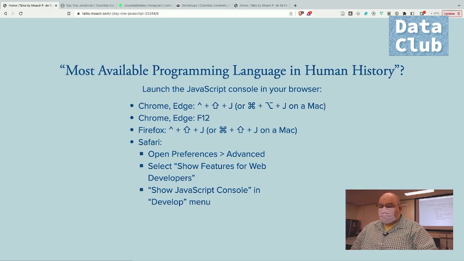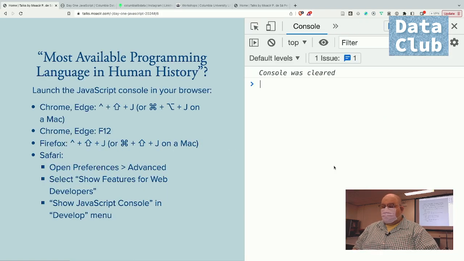Okay, so what do I mean by saying it's the most available programming language in history? You all don't have to install anything to use JavaScript. If you use Chrome, you just have to type F12, and you will get a console to open up. So please do this. If you are using Firefox, you have to do either Control-Shift-J or Command-Shift-J. If you're using Safari, it's a little bit more complicated, but I do have the instructions here. I'll give you all a second to do that.